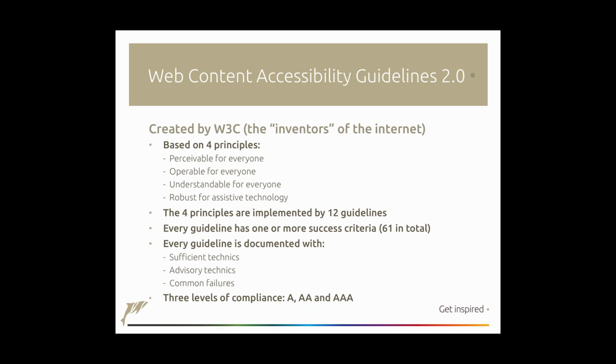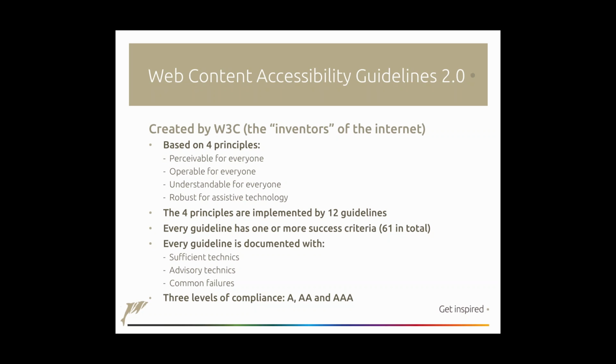If we have a look at the guidelines created by the W3C consortium, they've made a list of guidelines which are based on 4 principles. They have to be perceivable, so everybody can see it. They have to be operable, so everybody can work with it. It has to be understandable, and it has to work with assistive technology. And those 4 principles are implemented by 12 guidelines.